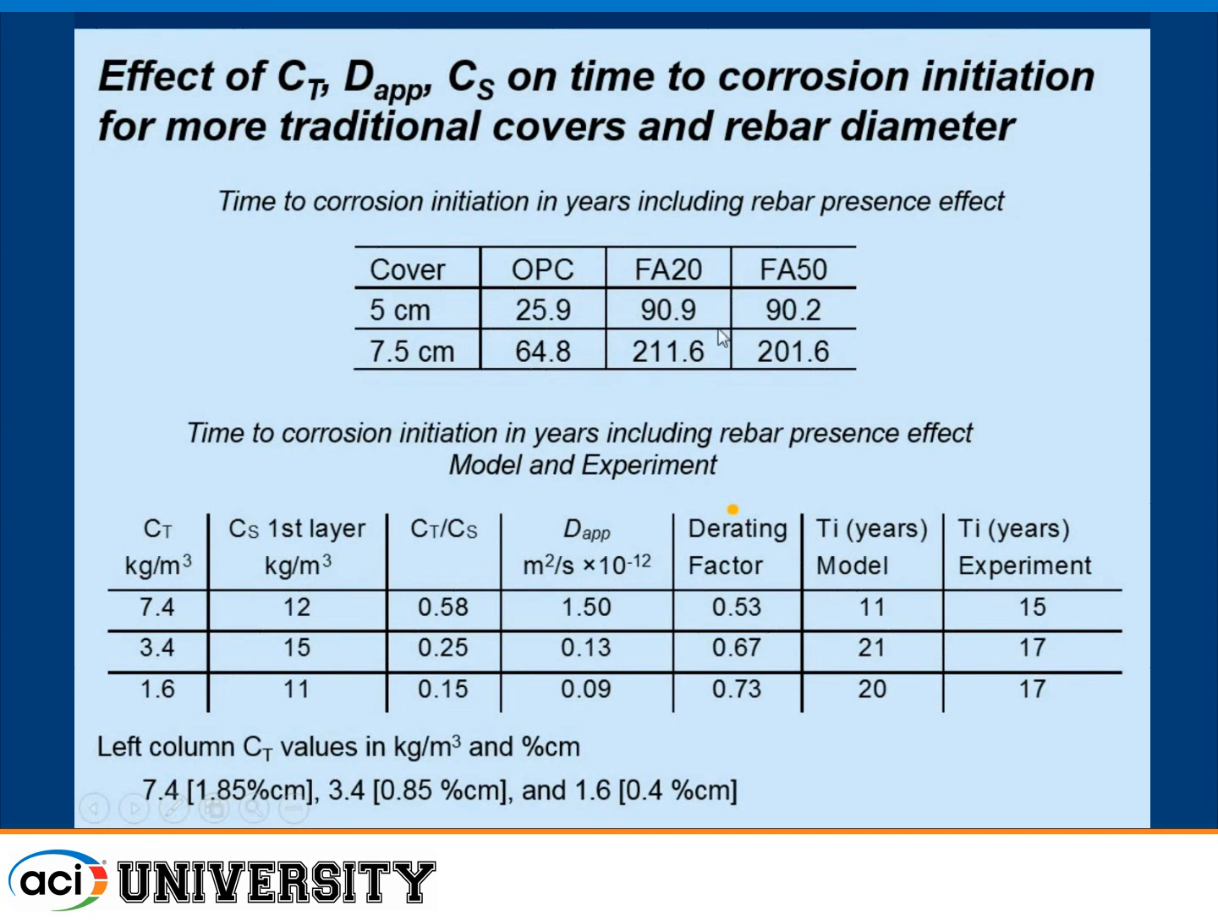Whereas for the fly ash, there was almost no difference between them once you account for the different chloride threshold, again, for the level that caused a certain amount of corrosion. And in here, there were then 90 years before corrosion initiated and about 210 for the 20% fly ash and 200 for 50% when you have 3 inches of concrete cover.